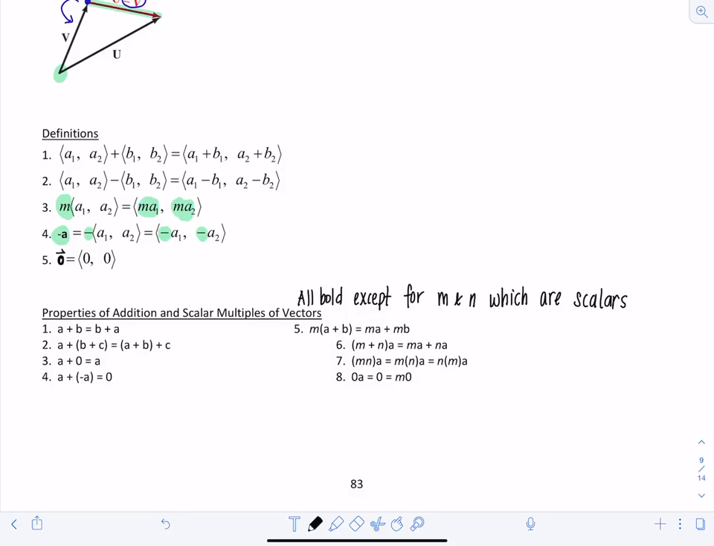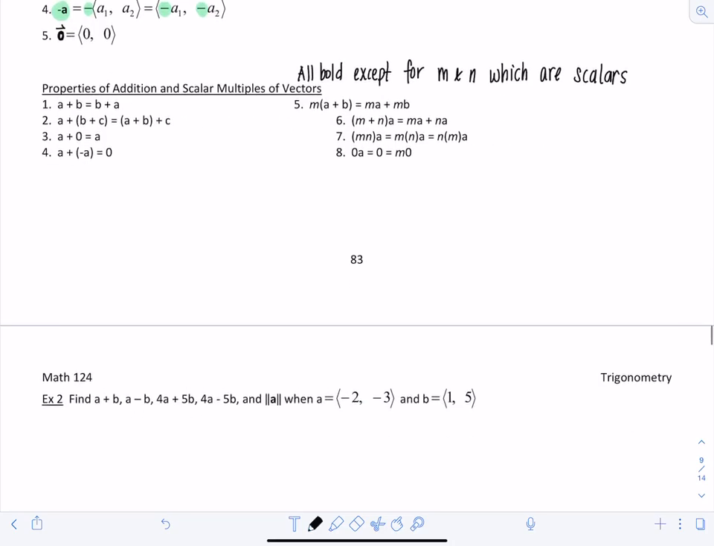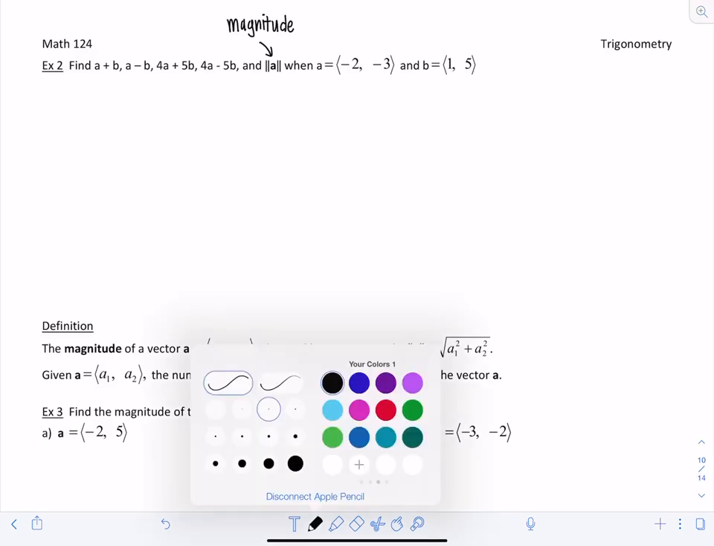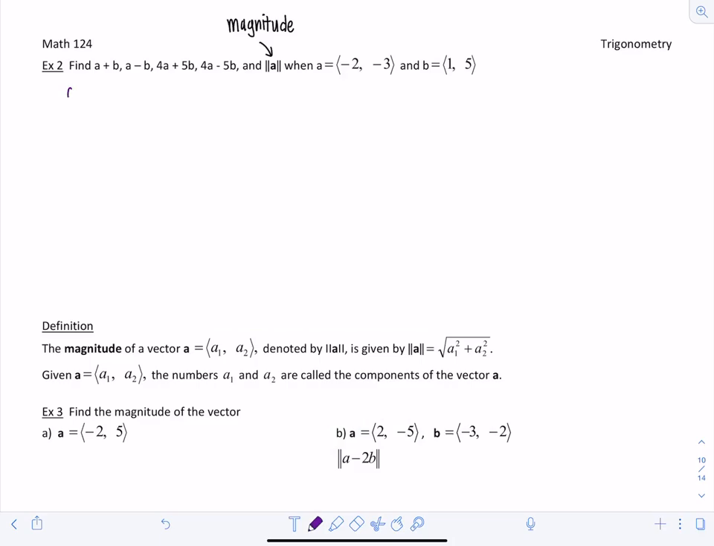All right, moving on, let's do some examples now. Find a plus b, a minus b, 4a plus 5b, 4a minus 5b, and the magnitude of a, when a equals <-2, -3>, and b has components <1, 5>. Okay, let's go in order. So a plus b is the first thing we need to find.